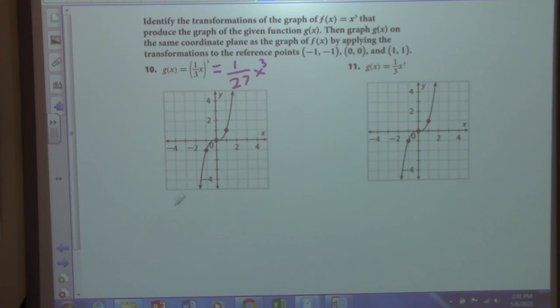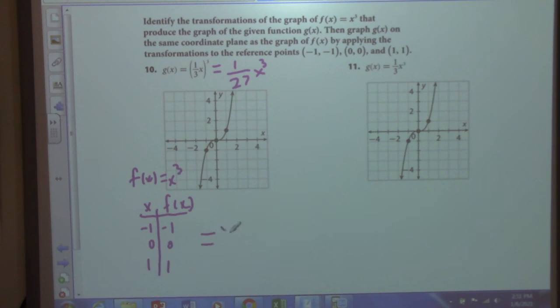So now we can take these points. If we had x and f of x, for f of x equals x cubed, what happens here? We can use -1 and we would get -1. If we put in 0, we'd get 0. If we put in 1, we would get 1.